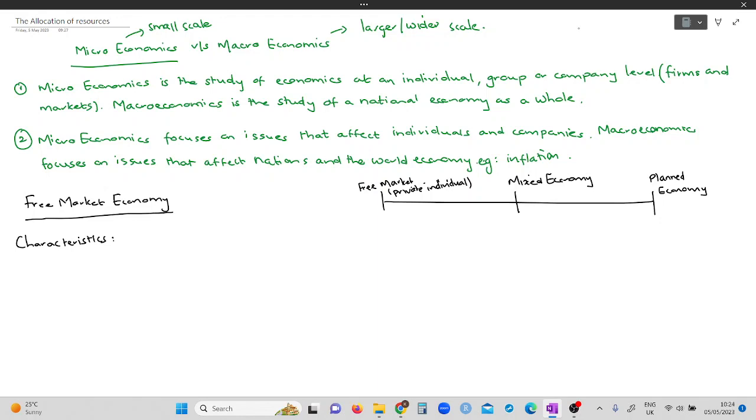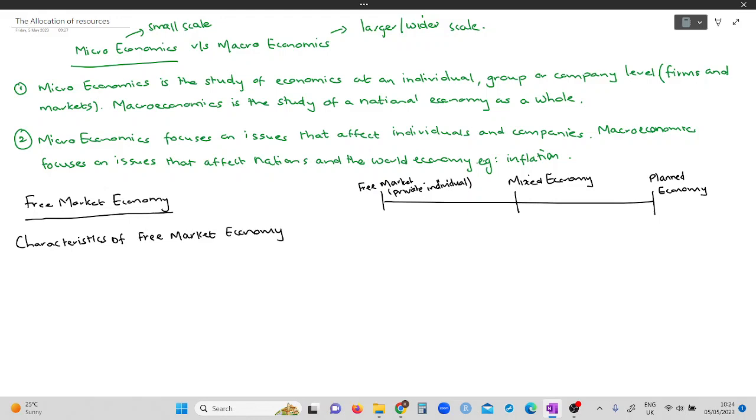D'accord? Donc, these are the three main types of economic systems that any country can have. Soit il y a le marché, c'est-à-dire le privé, soit il y a le gouvernement, soit il y a un mélange des deux. Ok, so in Mauritius, we have a mixed economy, il y a un côté privé qui peut décider le prix, il y a un côté gouvernement qui peut intervenir. D'accord. Ok, so now let's start with the characteristics of the free market economy.